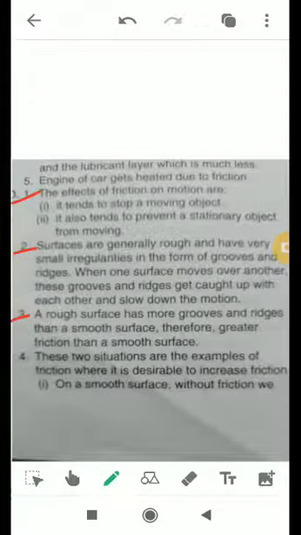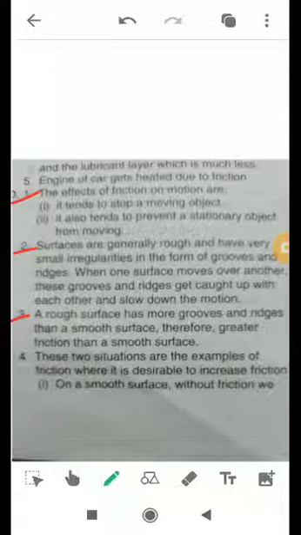The first question is, what is the effect of friction on motion? The answer: the effects of friction on motion are, it tends to stop a moving object. It also tends to prevent a stationary object from moving.